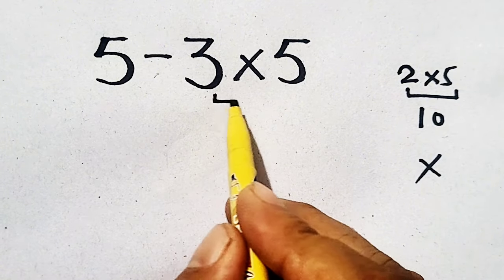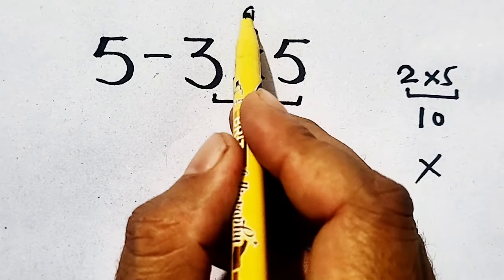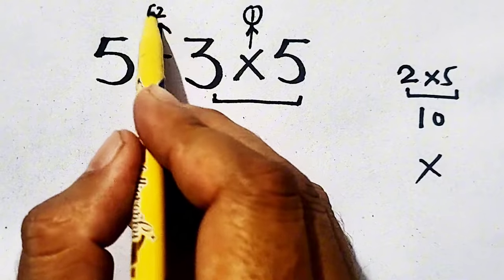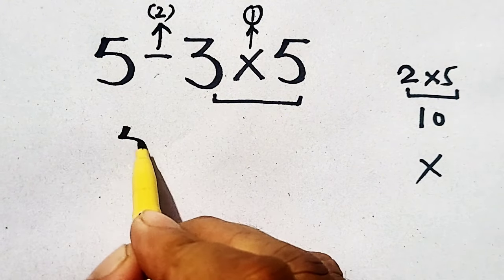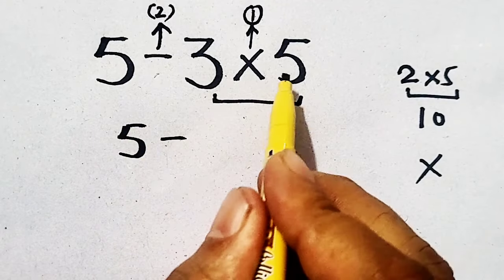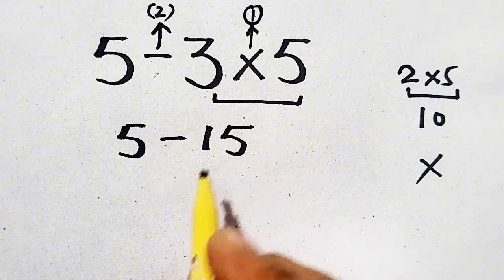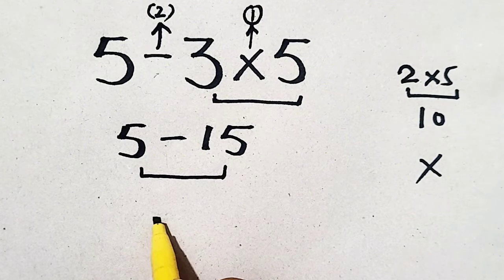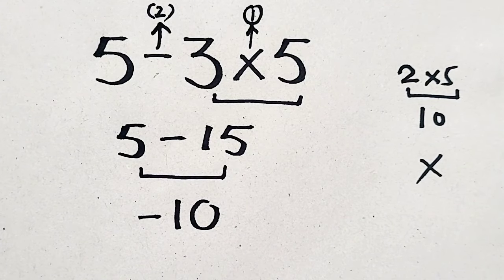So first of all, we have to multiply. Multiplication will be our priority. Then this subtraction will be solved at second place. Okay? So 5 as it is, minus 3 times 5 will be equal to 15. Now 5 minus 15 will be equal to minus 10. So minus 10 will be our correct answer.